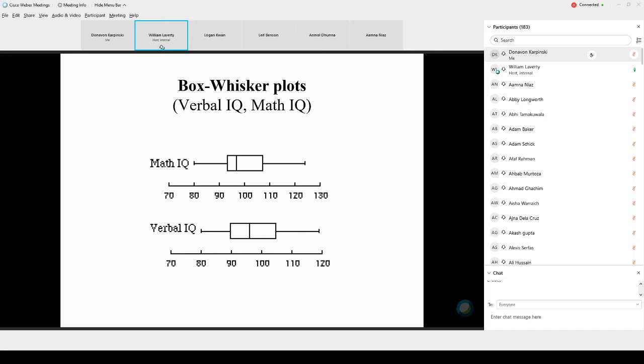There's box plots of verbal IQ and math IQ. They basically show how the data is distributed for those two variables. They're both approximately the same. The two box plots are very similar.